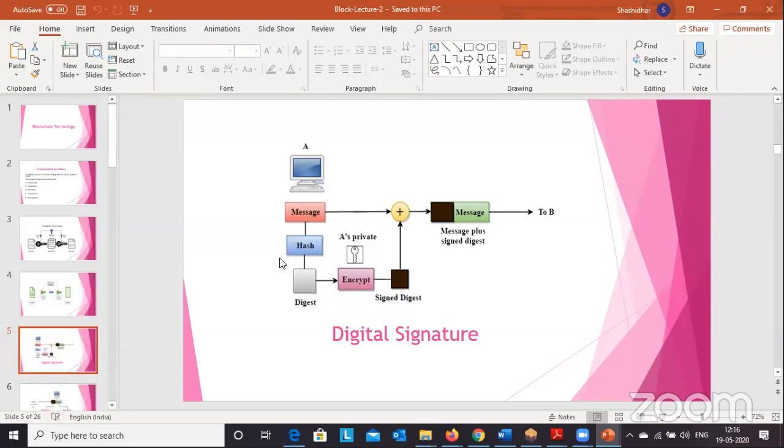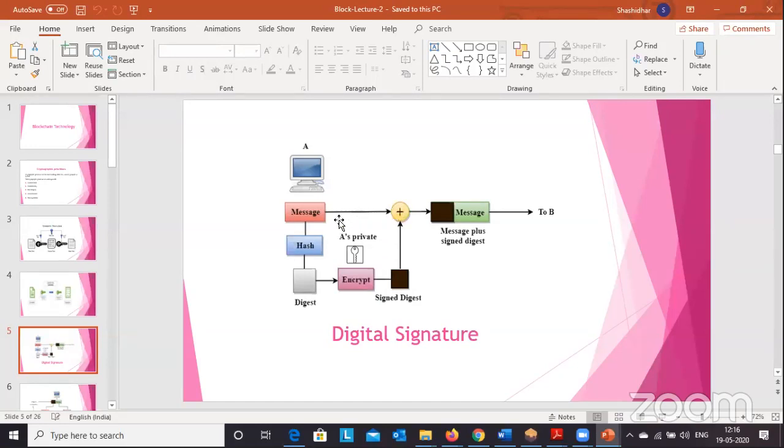Again, if you want to transmit the message M, we take the hash of it. We have different hash algorithms, for example SHA-160, SHA-256, MD5, and many others. You can refer to network security for this. Then we get the message digest. After that, the message digest is encrypted using A's private key, and we get the digital signature. This is at the sender's side.